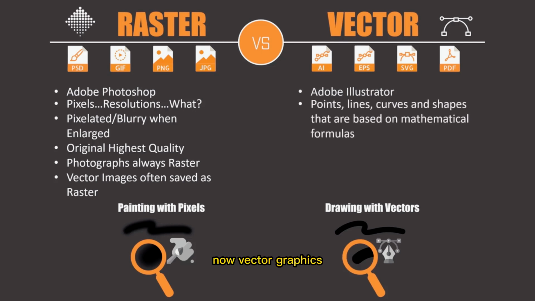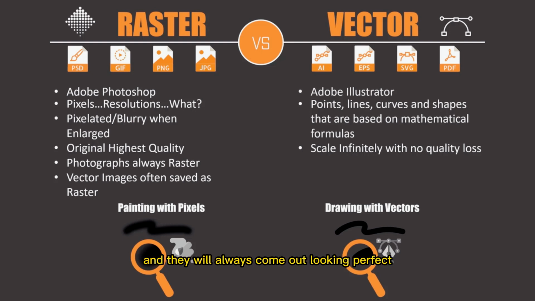Now vector graphics, on the other hand, are made up of shapes created by awesome math functions that allow them to scale infinitely. Think about that. Infinitely. This means they can be enlarged or shrunk down to any size, over and over and over for whatever project you have, and they will always come out looking perfect. This is why I love vectors.